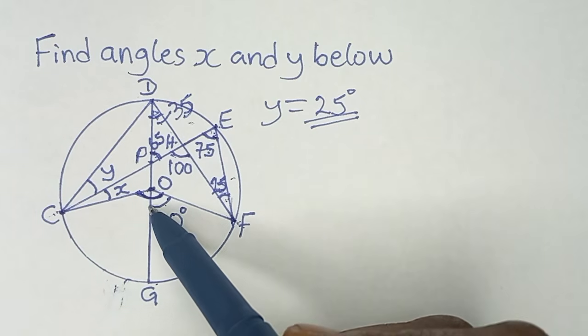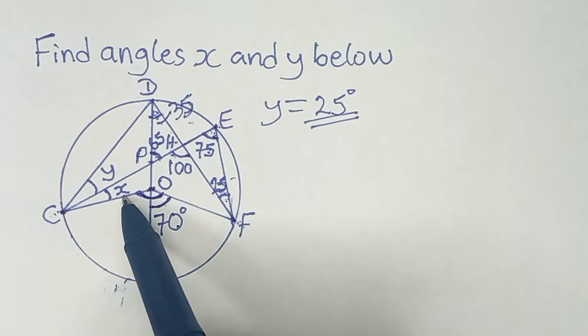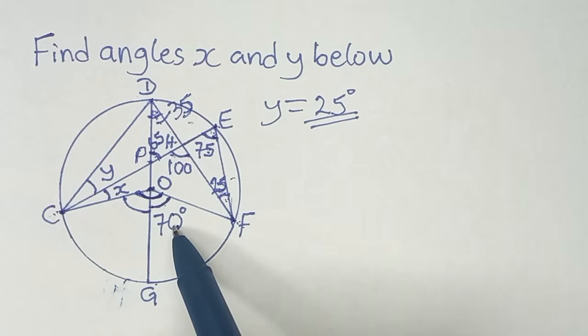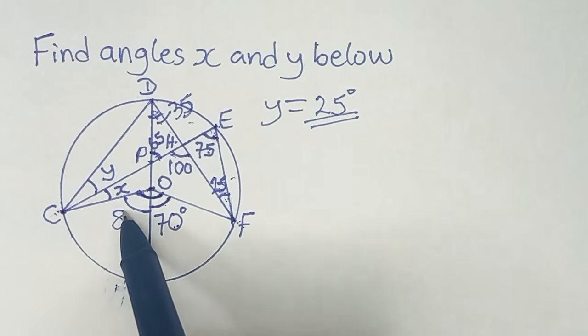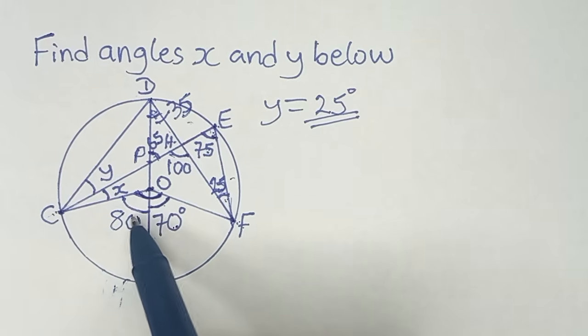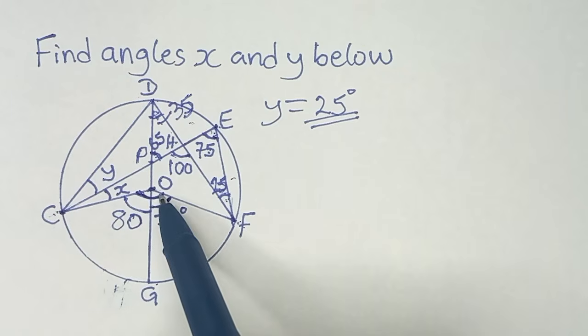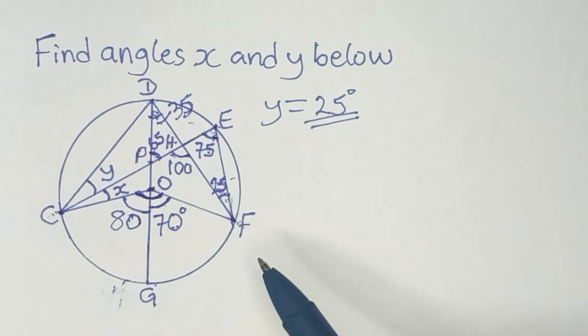But a portion of the 150 is already 70. So this remaining portion will be 150 minus 70, which gives us 80. So this other part of the center angle is 80 degrees. So that 80 plus 70 gives us 150, which is twice this angle at the circumference.